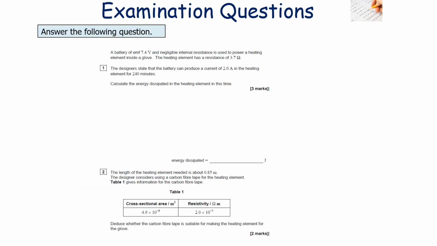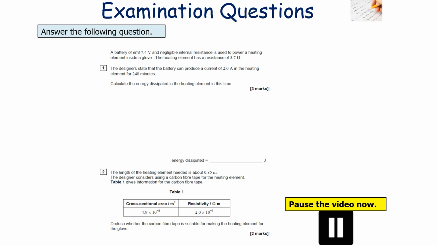A battery of EMF 7.4 volts and negligible internal resistance is used to power a heating element inside a glove. The heating element has a resistance of 3.7 ohms. The designers state that the battery can produce a current of 2 amps in the heating element for 240 minutes. Calculate the energy dissipated in the heating element in this time. Then the length of the heating element needed is about 0.85 meters. The designer considers using carbon fiber tape for the heating element, and you've got some information regarding this tape. Deduce whether the carbon fiber tape is suitable for making the heating element for the glove. So pause the video now, then unpause the video when you want to go through your answer.